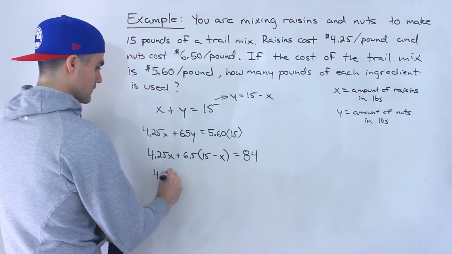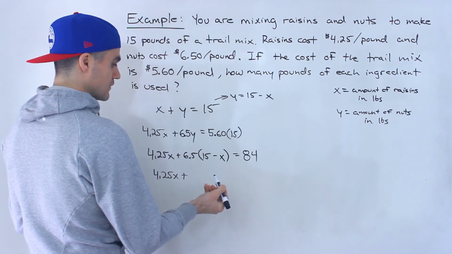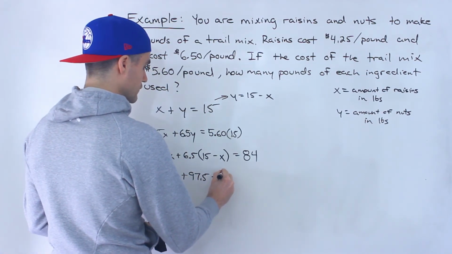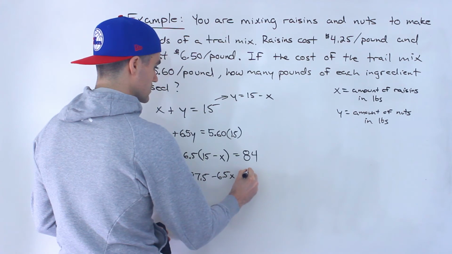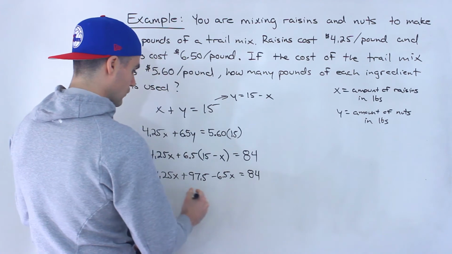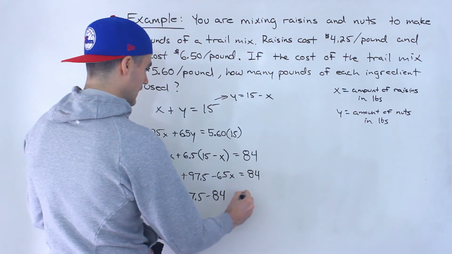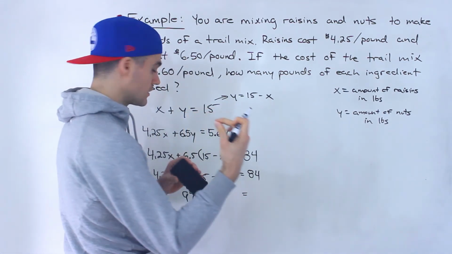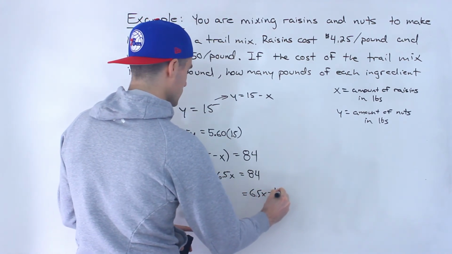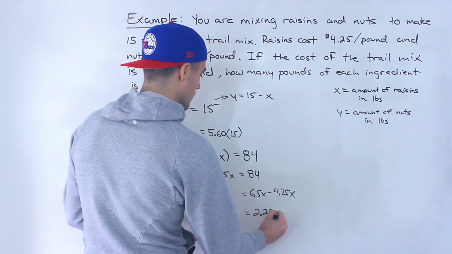So we'll have 4.25x plus 6.5 times 15, that's going to give us what? 97.5. And we'll have minus 6.5x equals 84. And so from here, what I'm going to do, I'll bring the 84 over. So we'll have 97.5 minus 84. And then I'll bring these two over, the expressions that have an x attached to it. So we'll have 6.5x minus 4.25x, like that. So that would give us 2.25x.